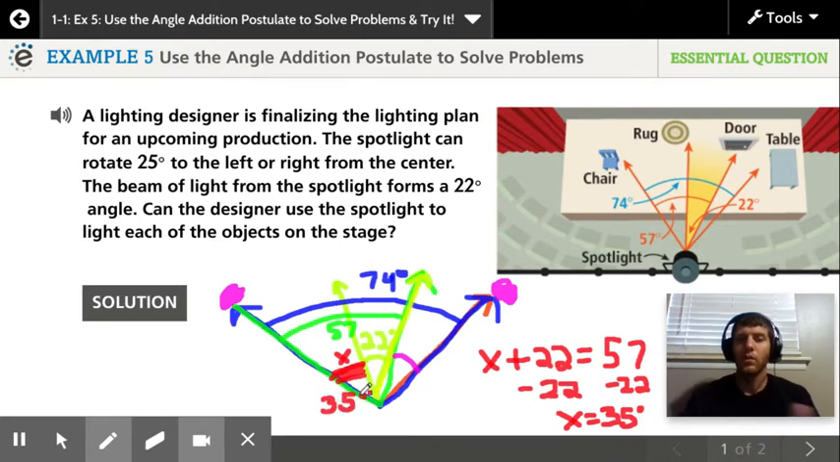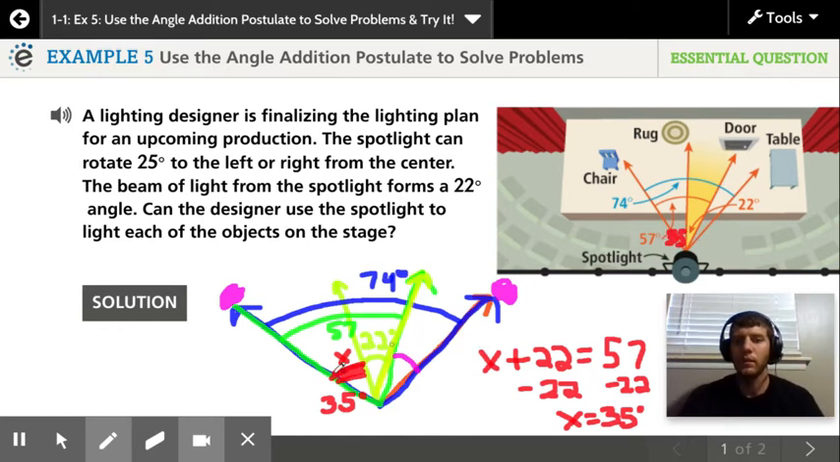And our beam can only rotate 25 degrees, so it's not going to rotate far enough to be able to hit the chair. This angle here, we just found to be 35, and we can only rotate it 25, so the beam's not going to be able to hit the chair.